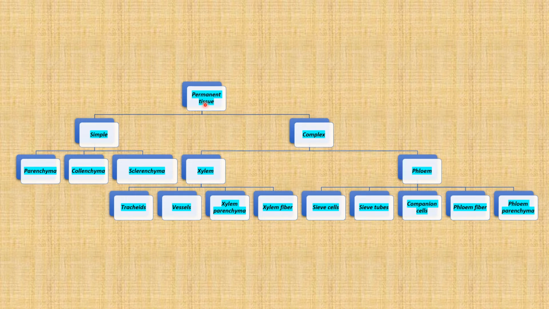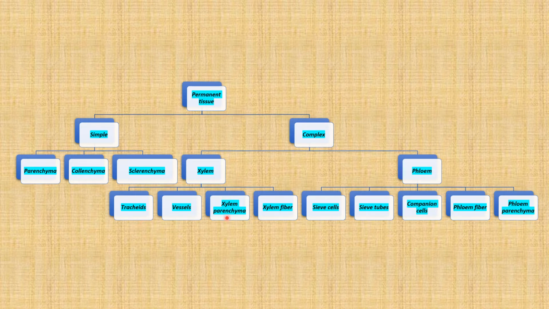See, as we know, permanent tissue is divided into two types. One is simple, another one is complex. Simple permanent tissue is also divided into three types. What are they? Parenchyma, collenchyma and sclerenchyma. Next one is complex. Complex is also divided into two types, xylem and phloem.